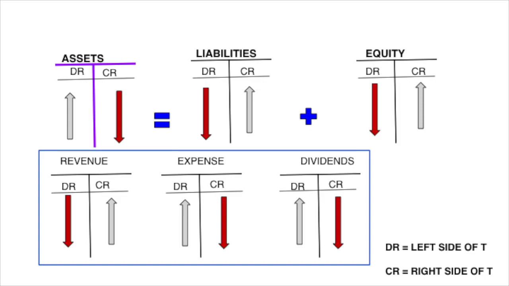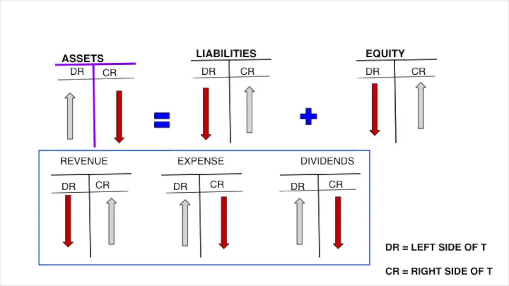Whenever there is an increase in an asset, we put it on the debit side, meaning the left side of the T. When we want to decrease the asset, we will make the entry on the credit side, meaning the right side of the T.